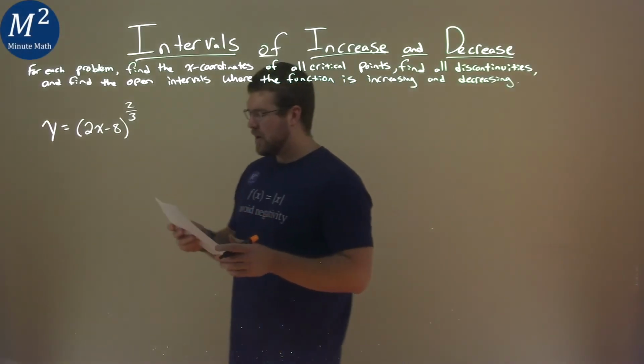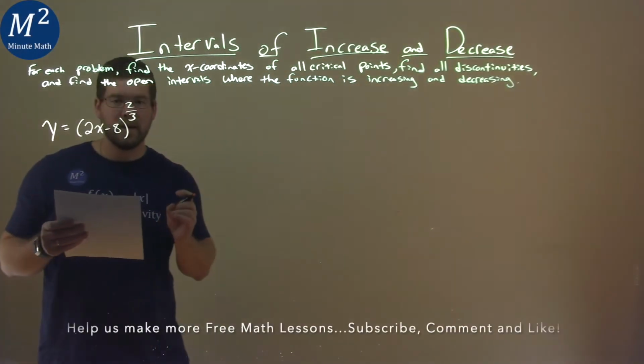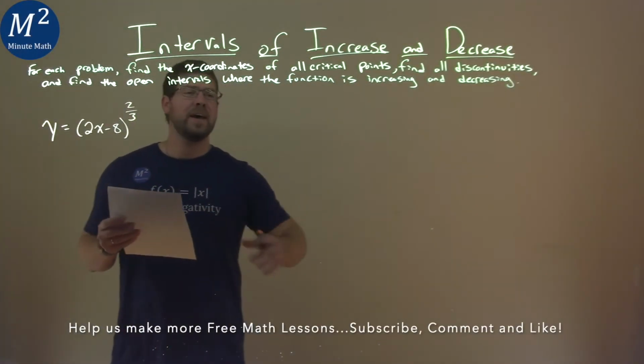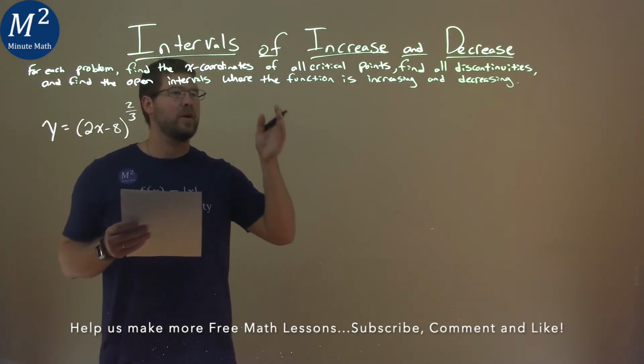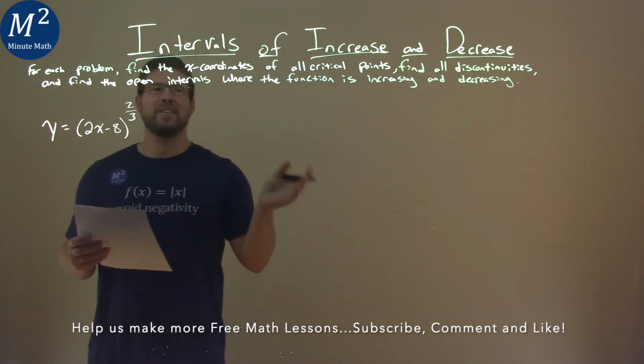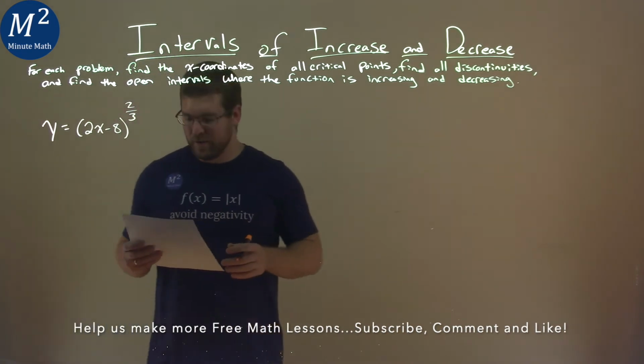I'm given the problem right here. y equals (2x minus 8) to the 2/3 power, and we've got to find the critical points, the discontinuities, and the intervals where the function is increasing and decreasing.